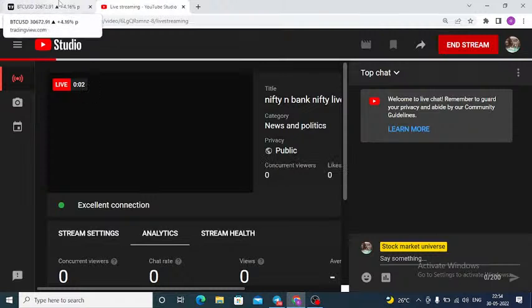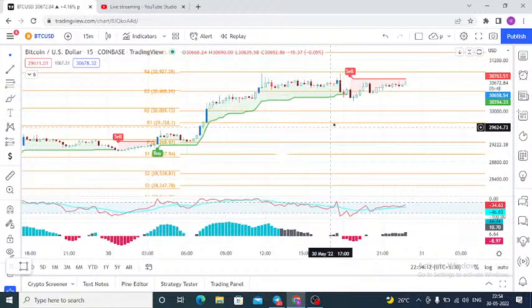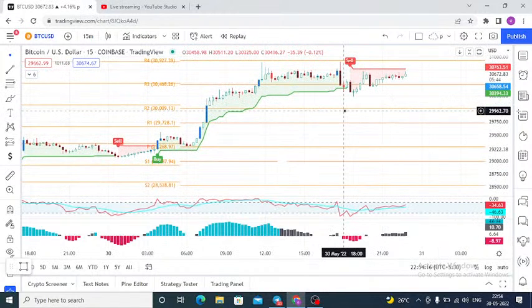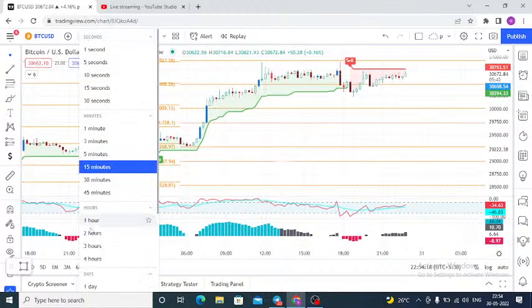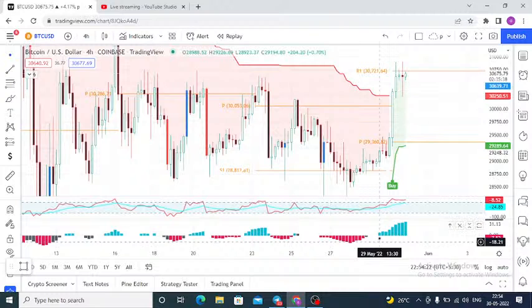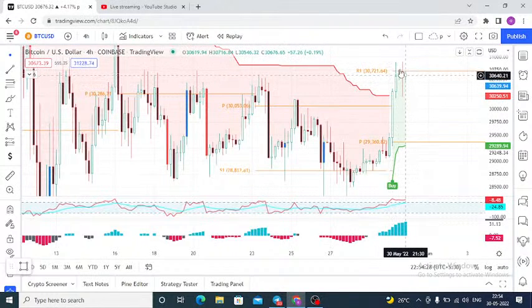After 1 month, we are again going to look at Bitcoin. So as usual, now Bitcoin 15 minutes. Let me check the higher time frame. The higher time frame has already given a big massive move, but it is facing resistance, a double top, and this is a horn pattern.